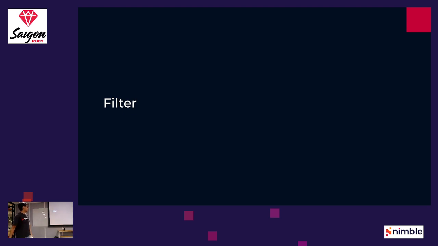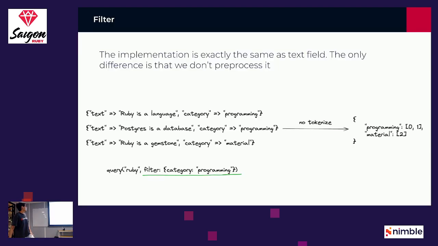Okay, finally, you have the filter. Filter means that along with the query, you can specify some conditions as well. So it's like the where of a traditional database. So you can say that a category must be programming. So hey, I want to search for Ruby, but only in the category programming. So you're going to consider these 2 terms only.